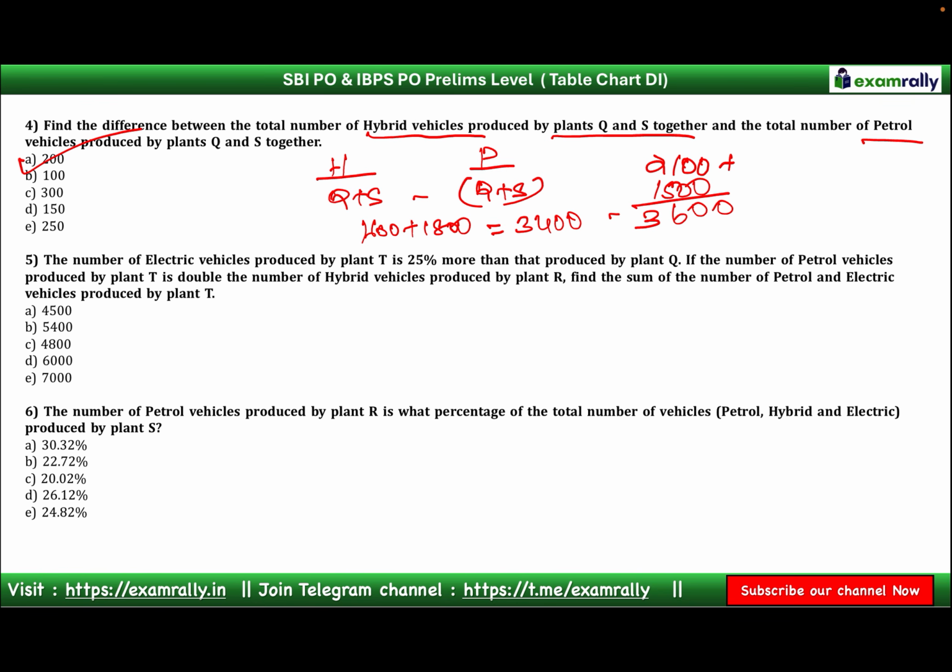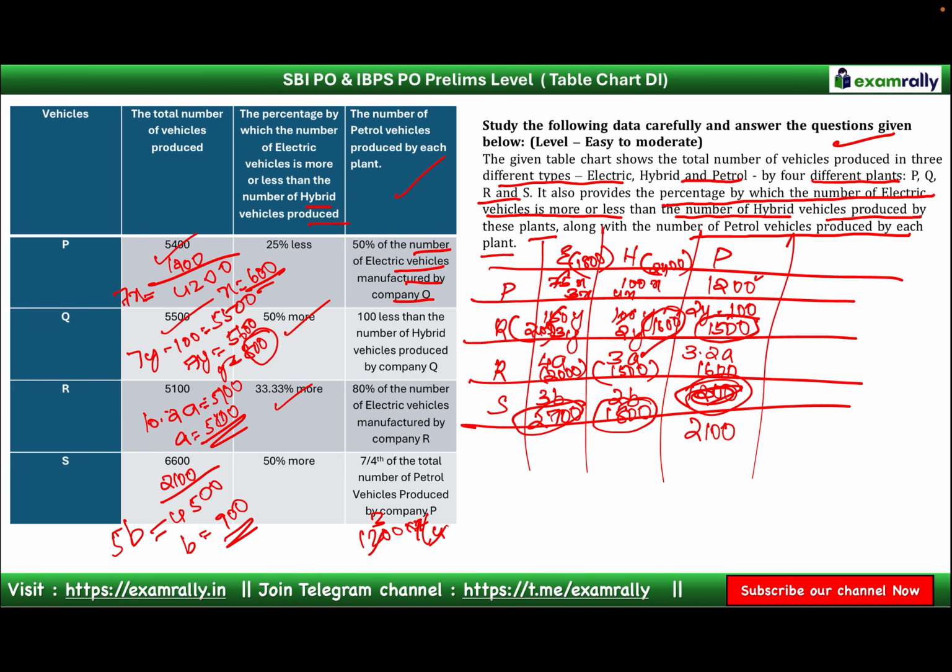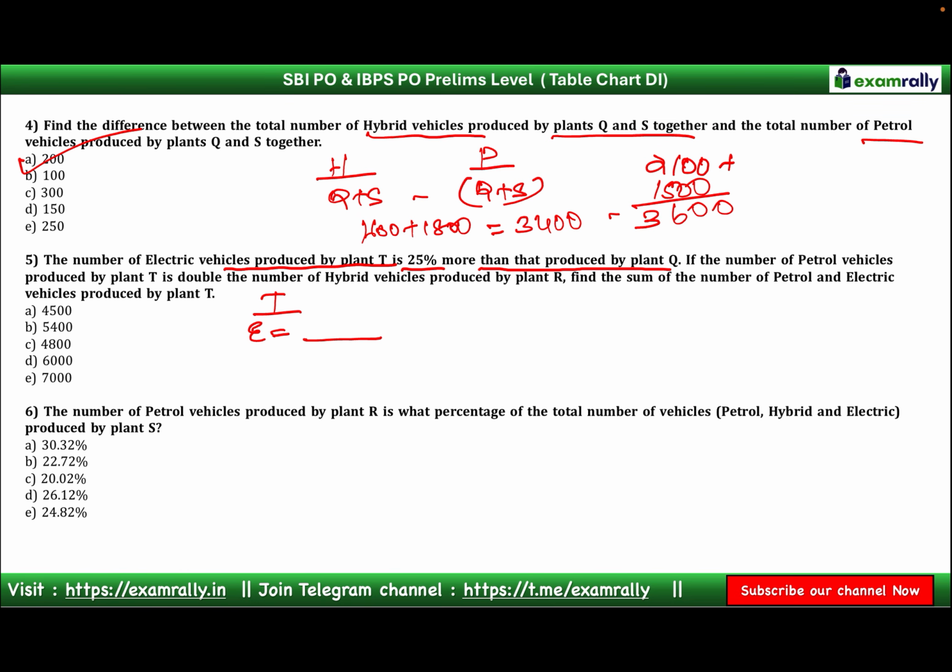Next one, what they have given: the number of electric vehicles produced by T is 25% more than produced by plant Q. See here, in T, electric vehicle produced is 125% of that of plant Q. In Q, electric vehicle produced is how much? 2400. So this 2400 is 4 units, which means 125 units, that is 5 units, will be how much? It will be equal to 3000.